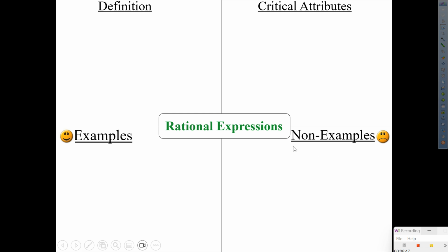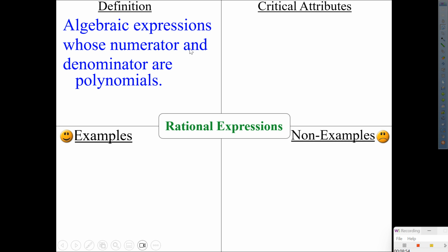All right, so rational expressions. Write that in there, please. What are they? Rational expressions are algebraic expressions whose numerator and denominator are polynomials. Let me repeat that again. Algebraic expressions whose numerator and denominator are polynomials. What are they implying in the definition when they say numerator and denominator? Tell your neighbor, what do they imply? Yeah, that we're going to be looking at fractions with polynomials.